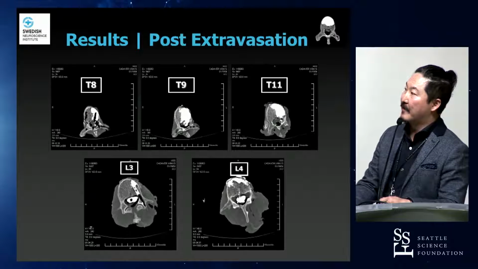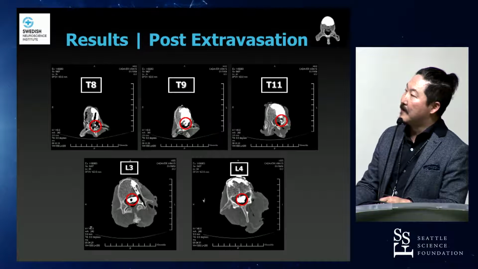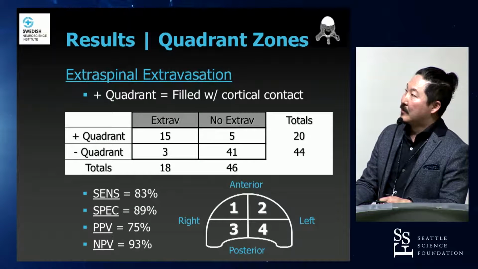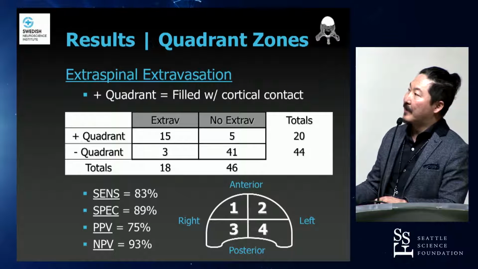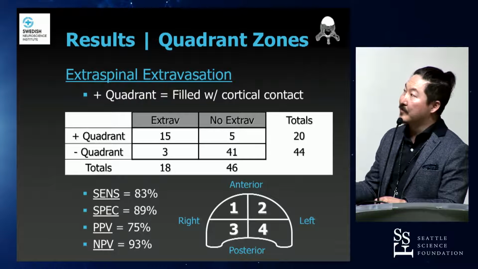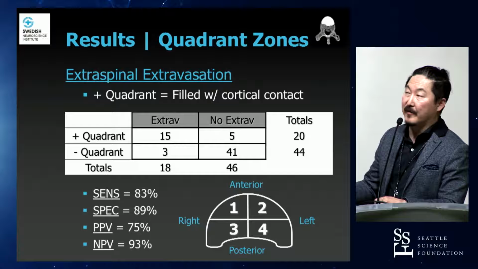And with posterior extravasations, you can see that zones 3 and 4 were almost always involved with these posterior extravasations into the canal. So when we took a look at this quadrant system, we wanted to see whether or not there was actually any contact with the cortices at any one of these zones. What we found is that of those extravasated samples, the majority actually had some contact with the cortical bone.